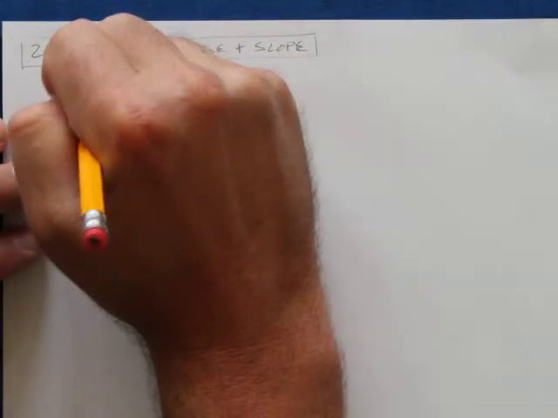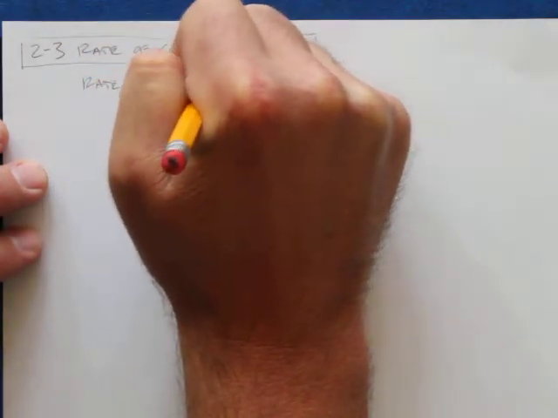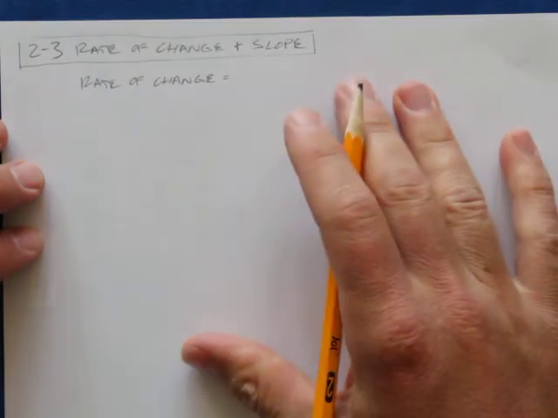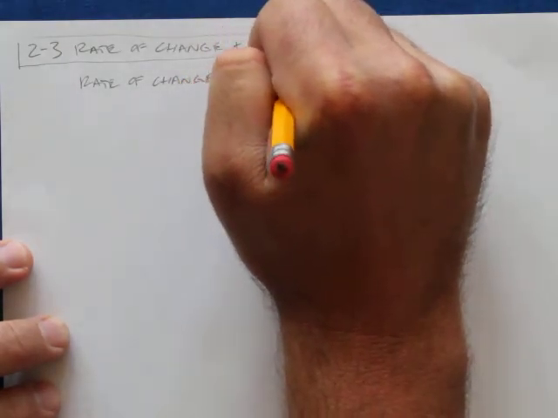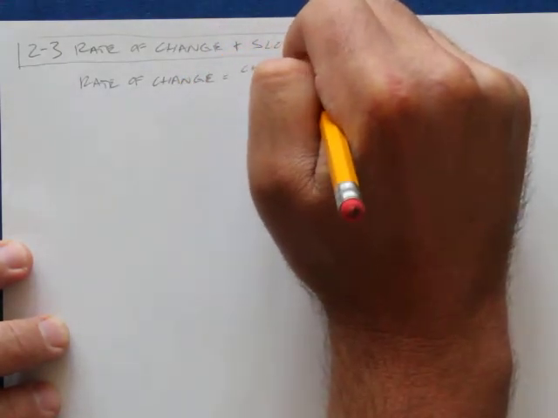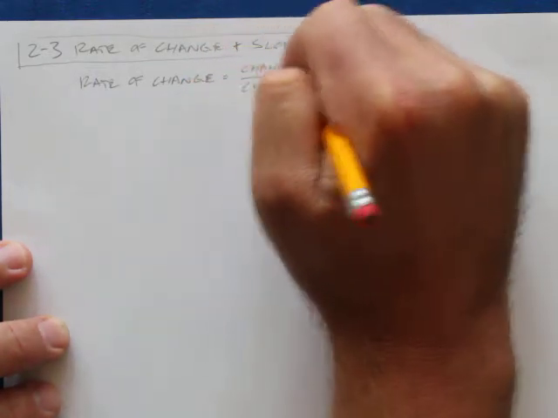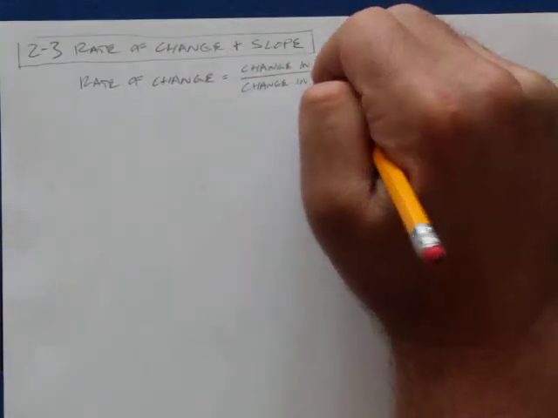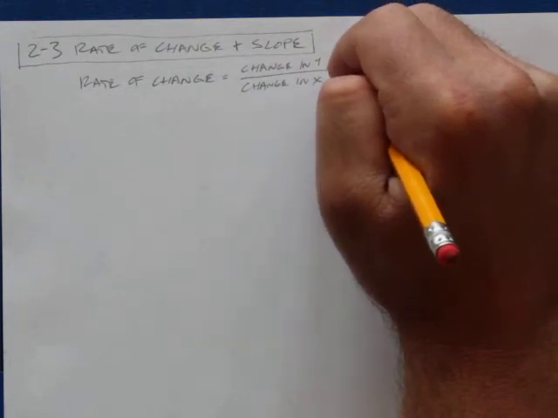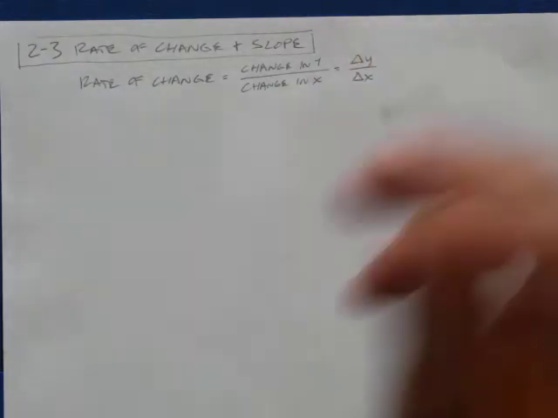So rate of change can be written as, or thought of as, change in y over change in x. Remember, y is on top, x is on the bottom. It can also be written as delta y, which is change in y, over delta x, change in x.